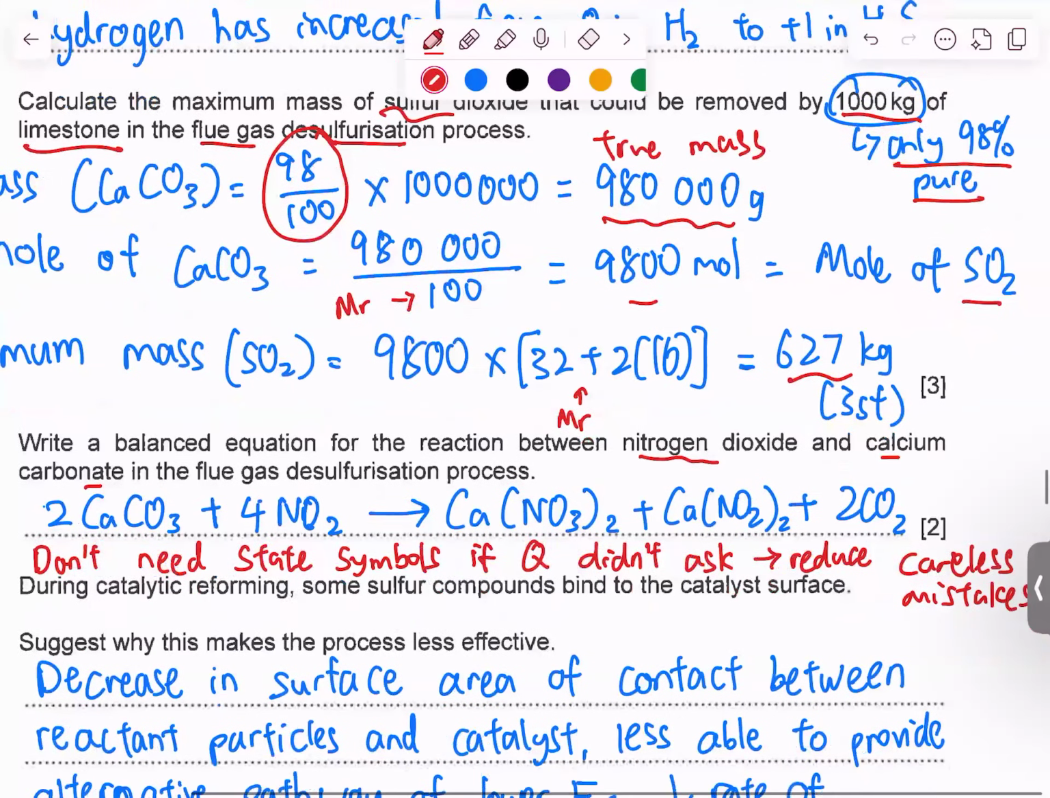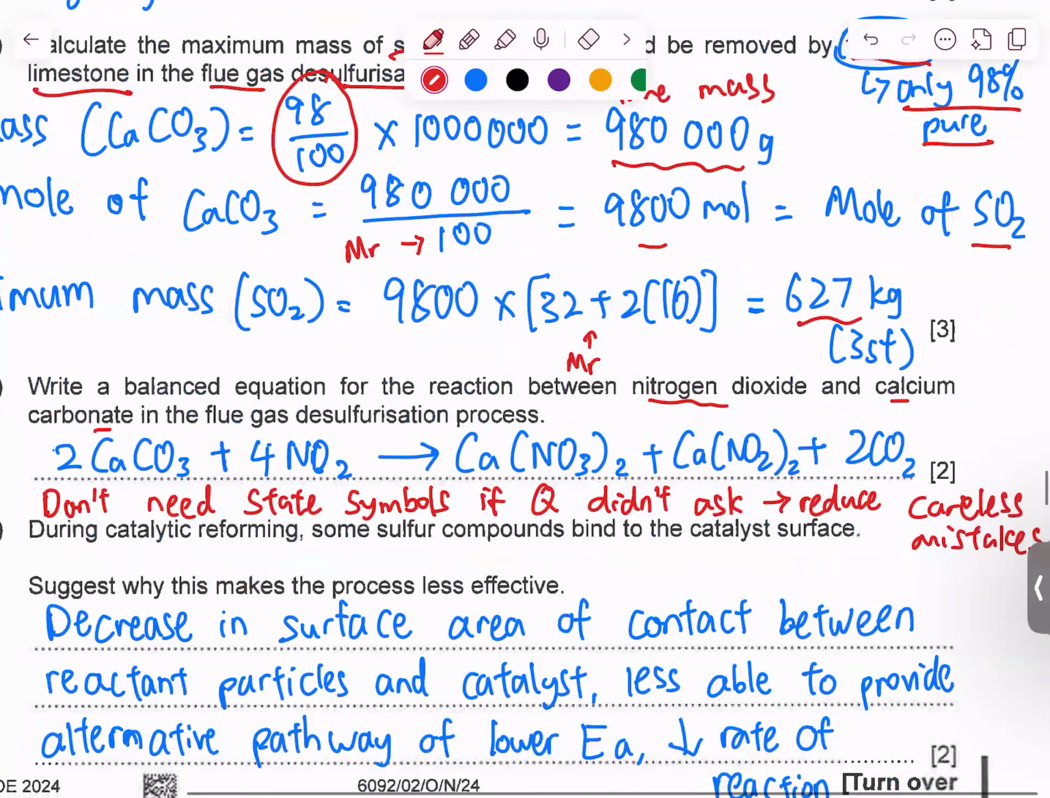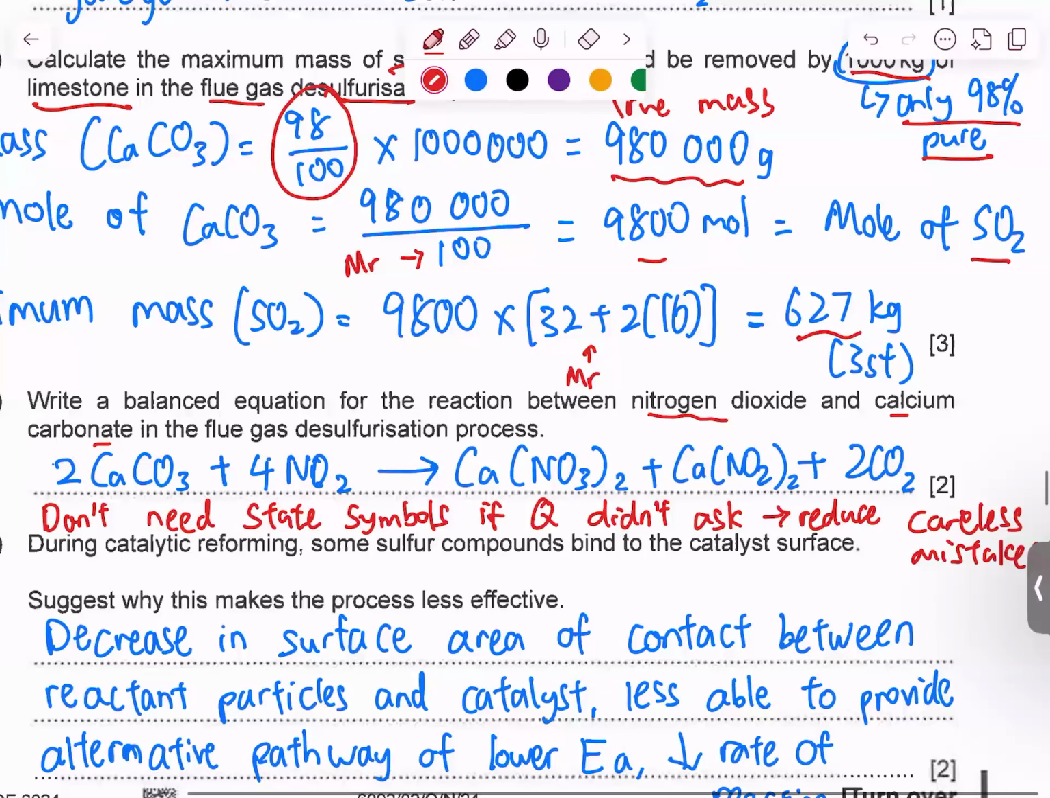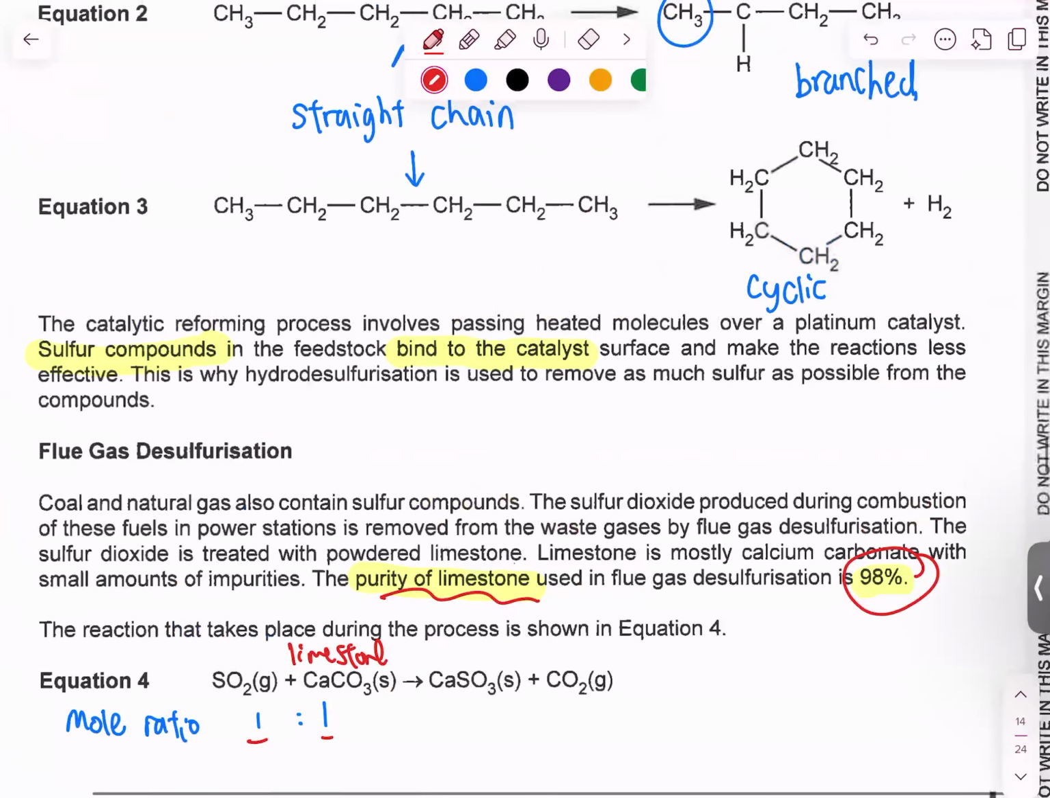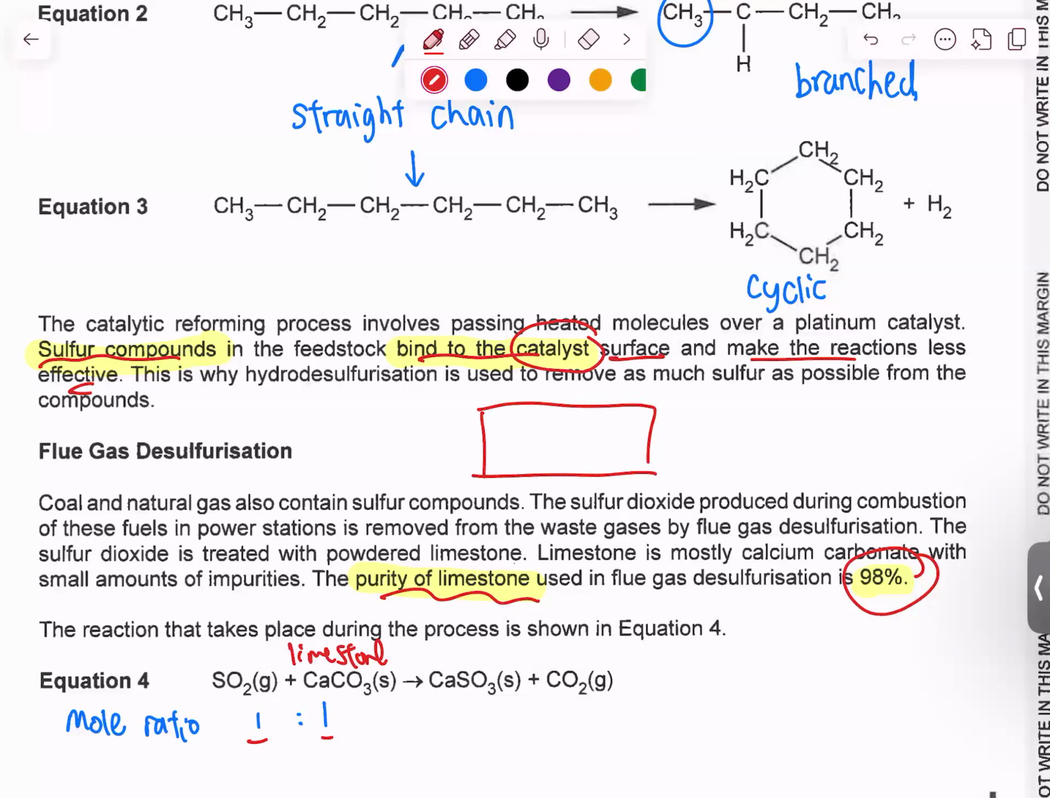Now, during catalytic reforming, some of the sulfur compounds bind to the catalyst surface. Suggest why this process makes it less effective. So which part of the passage is relevant here? It's written here: sulfur compounds bind to the catalyst and make the reactions less effective. Now, catalyst and surface. I have this catalyst surface over here, right? This surface is meant for my reactant molecules to bind and collide with the catalyst for the reactions to take place. Then what's going to happen if I have sulfur compounds blocking this surface, occupying this surface?